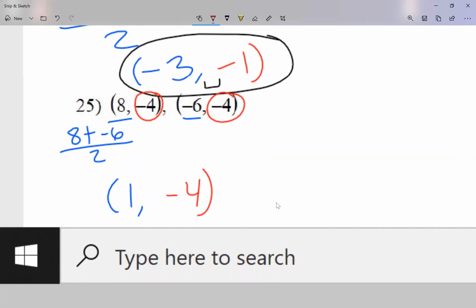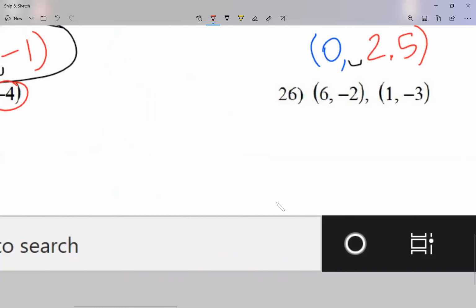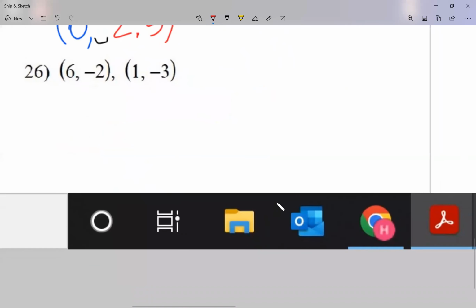Let me do one more example. Let's take a look at number 26. And I mean one more example with coordinates, right, with the numbers given.